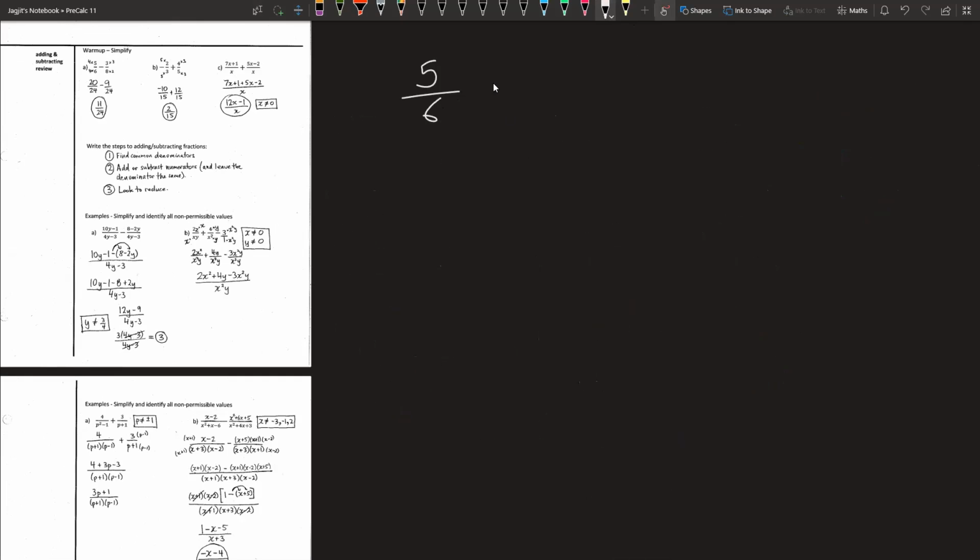So if I give you 5 over 6 minus 3 over 8, now you guys know by now, you cannot add or subtract your fractions until they have a common denominator. This is 6, this is 8. So we need to have a common denominator. In other words, you want to find a common multiple of 6 and 8, okay? What's a common multiple of 6 and 8? That's 24. So my common denominator is 24.